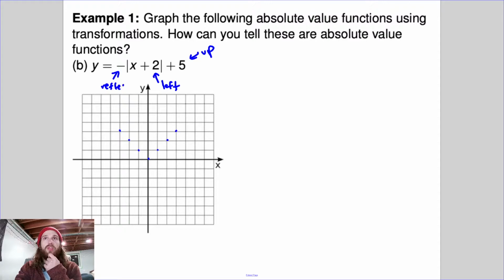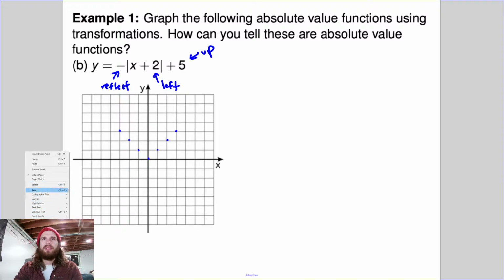Now, what order do these things happen in? Technically, it's the shift to the left first. You follow the order of operations that you would do with the number if you plugged in for x. If you plug in 1, you do 1 plus 2, which means shift to the left 2. Then the next thing you would do after you take the absolute value is negate. So you're going to reflect and then shift up. So here we go. Left 2.